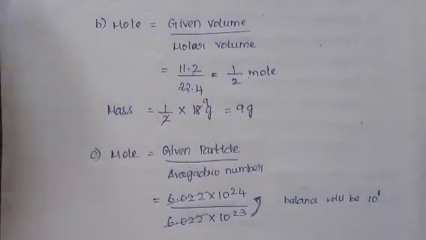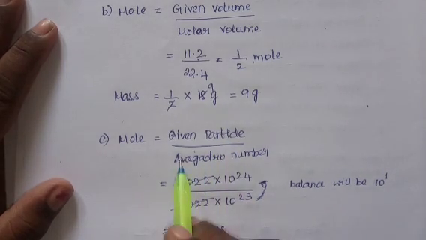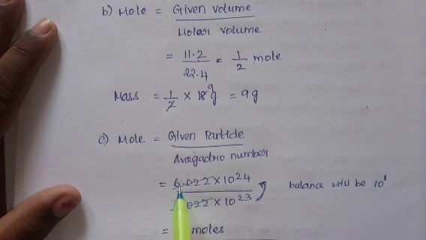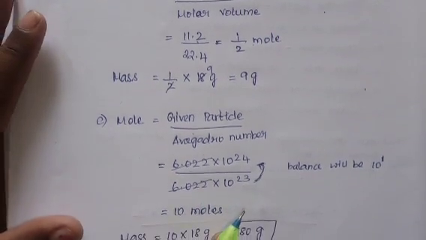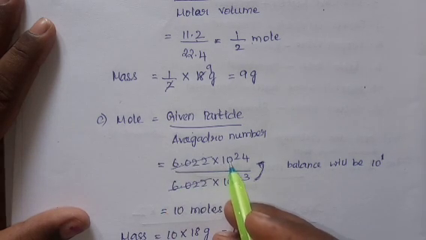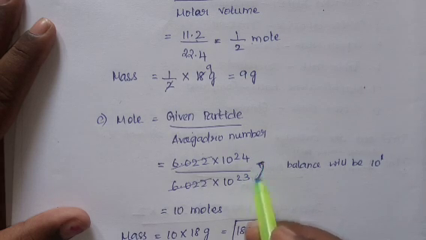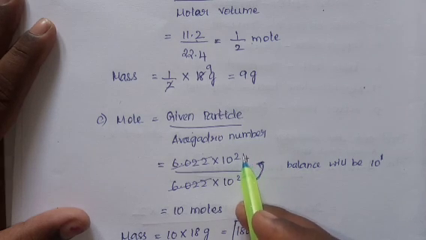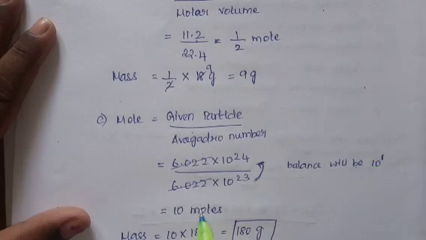So, molecules of water, we have to do it this way. Mole is equal to the given particles divided by the Avogadro number. The Avogadro number is 6.022 into 10 power 23. The given particles are 6.022 into 10 power 24, so it is 6.022 into 10 power 24 by 6.022 into 10 power 23. If we cancel it, we have 10 power 24 by 10 power 23. Taking the 10 power 23 up, we subtract: 24 minus 23 gives the balance 10 power 1. So it is 10 moles.